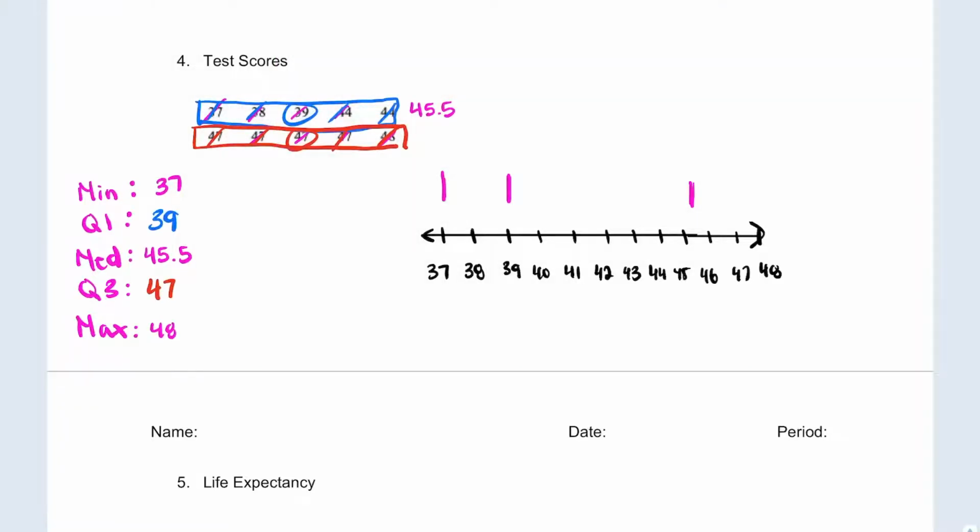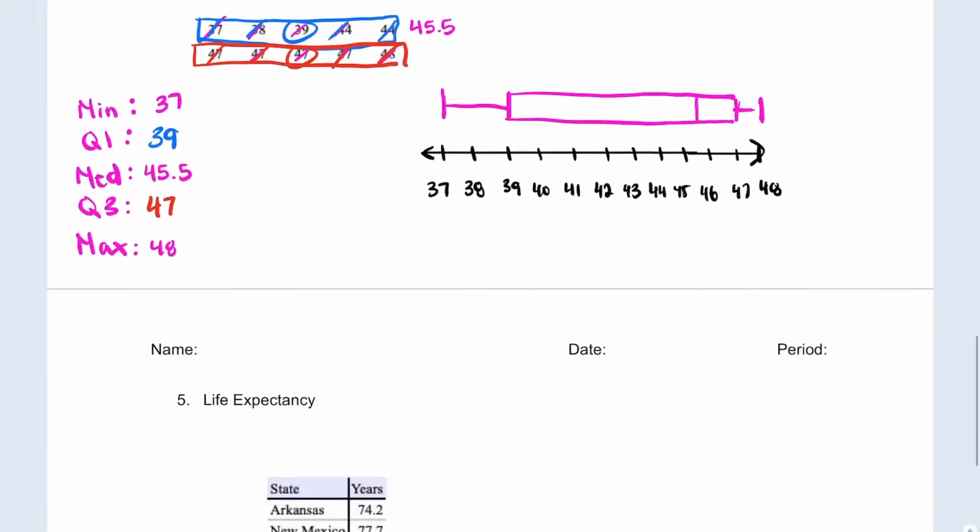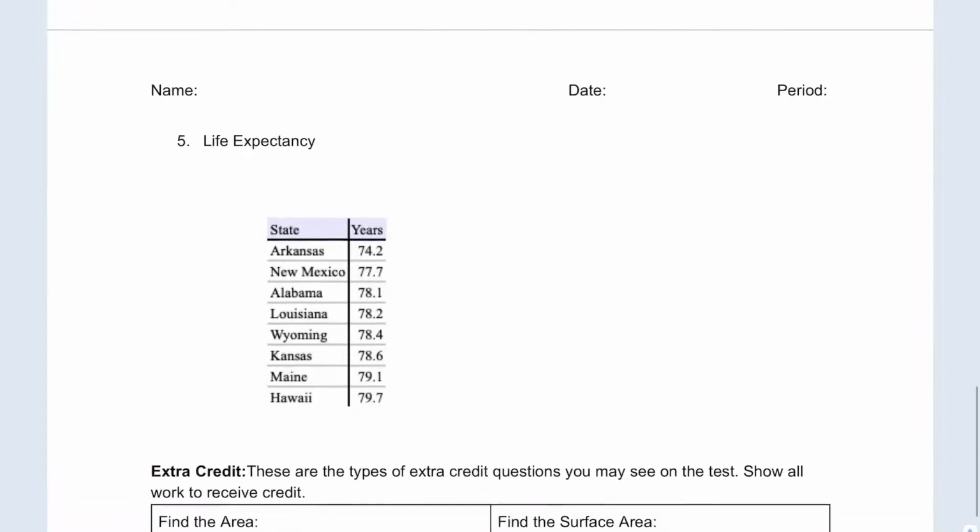Alrighty, so 45.5, this no longer applies. 45.5 is halfway between 45 and 46. Then I have a point at 47, and then at 48. So then my box and whisker, I'm going to connect the middle 3 lines, just like this. And then I have my beautiful whiskers. And there's my box and whisker plot. Okay, so there we go. Number 4 is done. Let's do the same thing for number 5.